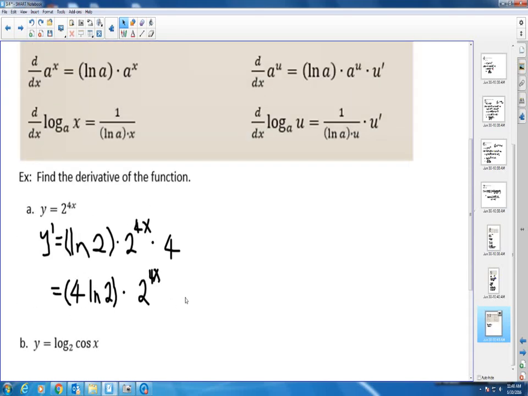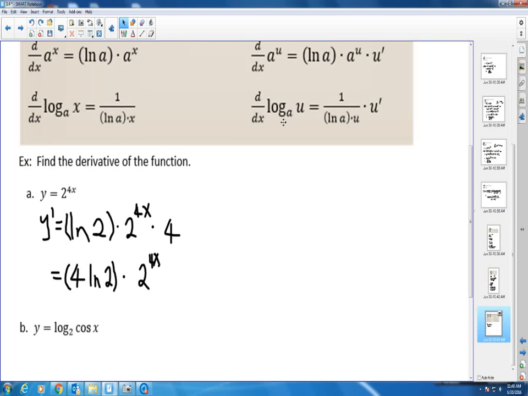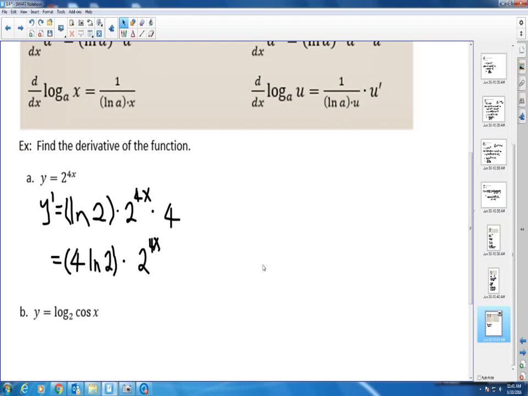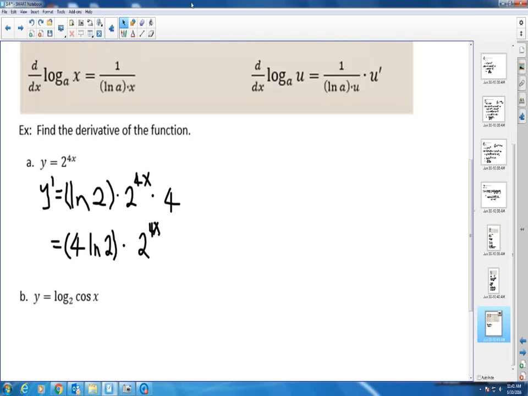Alright, derivative of a logarithm. Derivative of log with the base a of u is 1 over natural log of the base, times u itself, times u prime. So here my u is actually cosine of x. So my u is cosine of x.